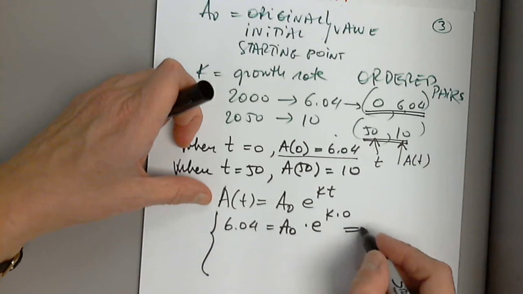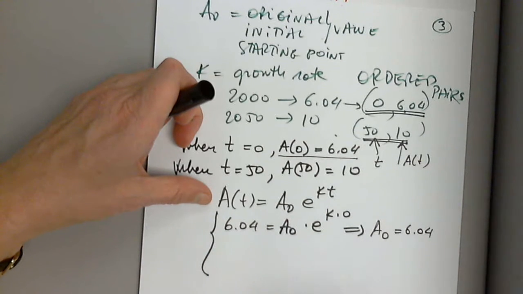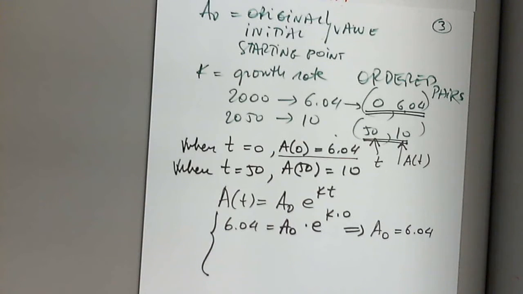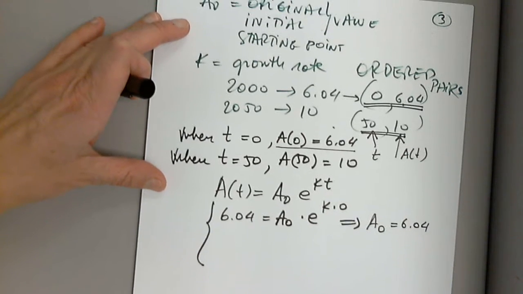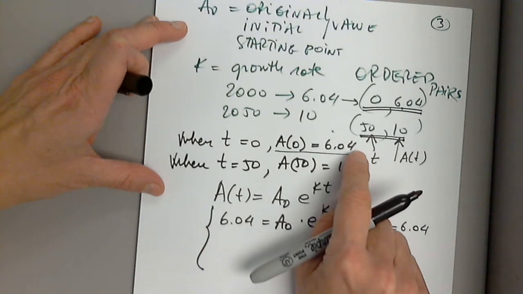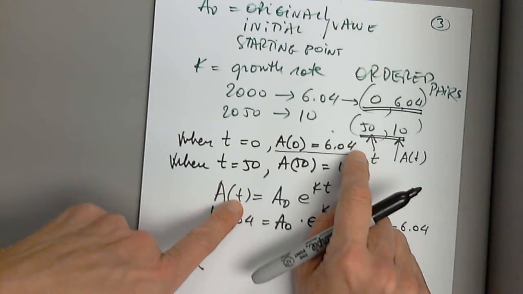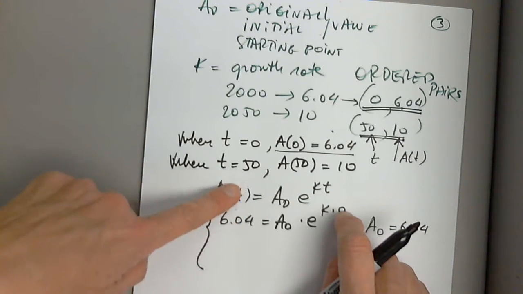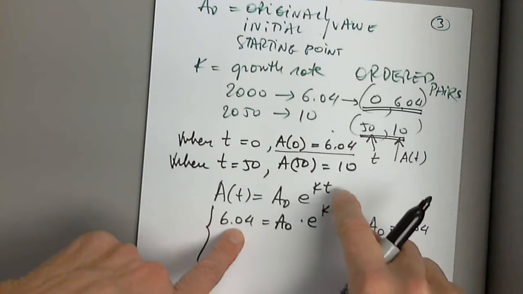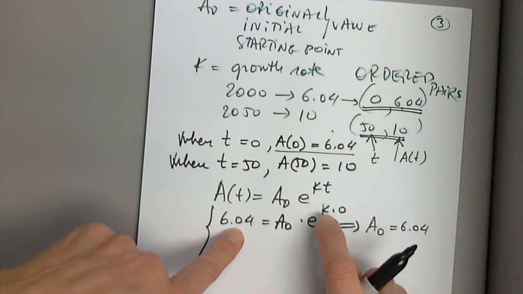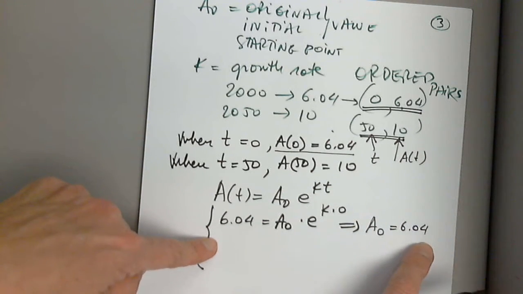1. So therefore, from here, I know E to 0 is 1. So then I know that A0 is 6.04. As expected. This is the starting point, correct? Is it clear? So I know that A of 0 is 6.04. So when t is 0, A of t is 6.04. So in this equation, I plugged in at the same time 6.04 and at the same time t equals 0. K times 0 is 0. E to 0 is 1. Therefore, A0 is 6.04.